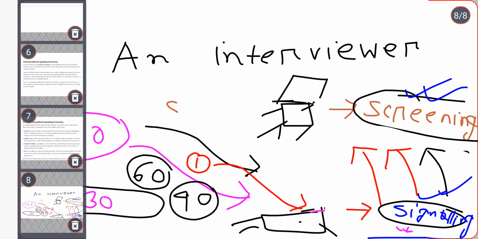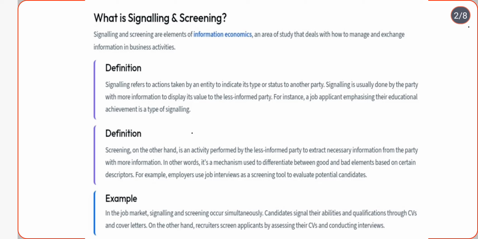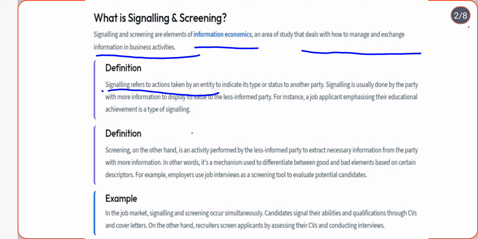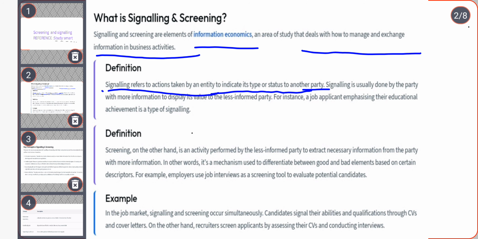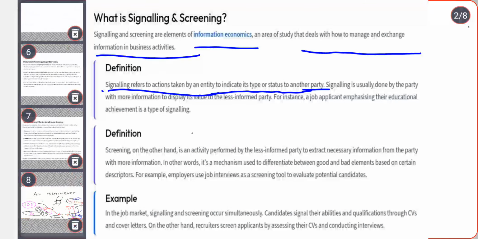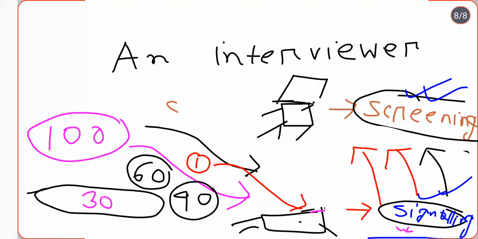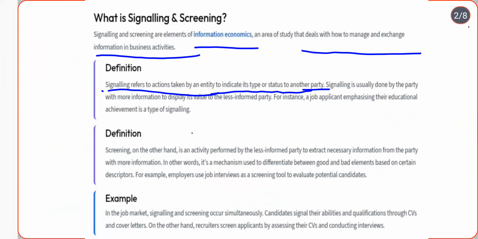Now let us read the notes. Signaling and screening are elements of information economics, an area of study that deals with how to manage and exchange information in business activities. Signaling refers to action taken by an entity to indicate its type or status to another party. Well, who does the signaling? The candidate is doing the signaling, and here it is written that the candidate wants to indicate that I am a good candidate.